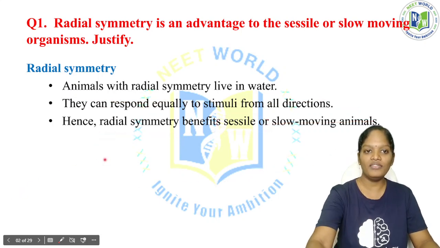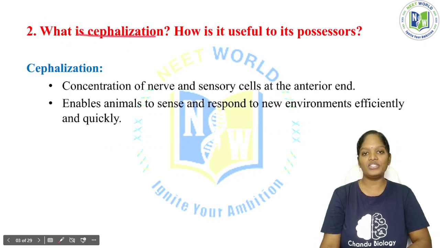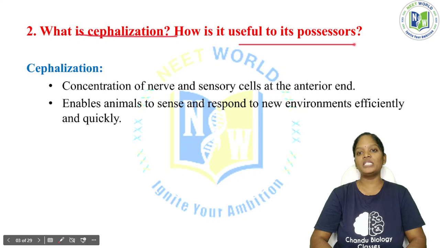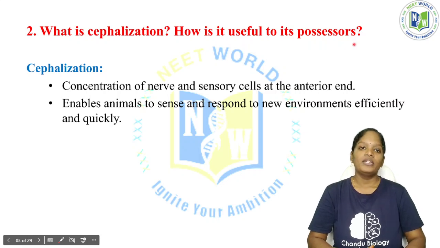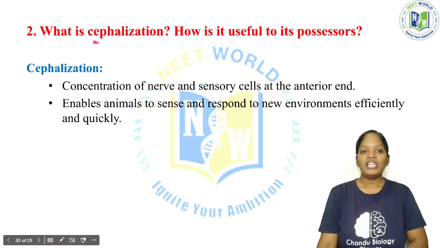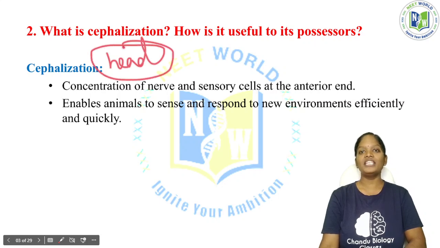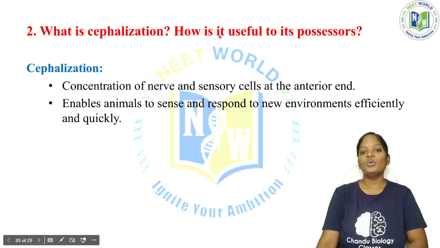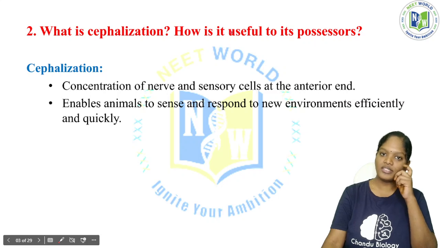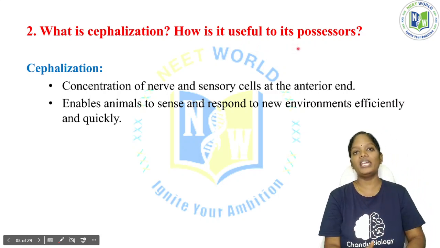Okay, so this is the first question, and the second question will be, what is cephalization and how is it useful to its possessors? See, cephalization: the word cephalo means head. So the formation of the head is nothing but cephalization. So how is this cephalization process useful to its possessors? Possessors means those who have a head portion.